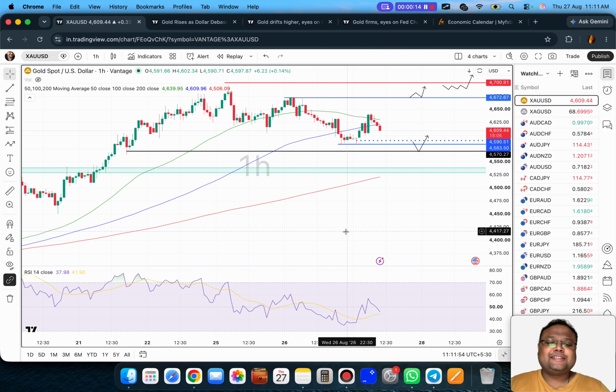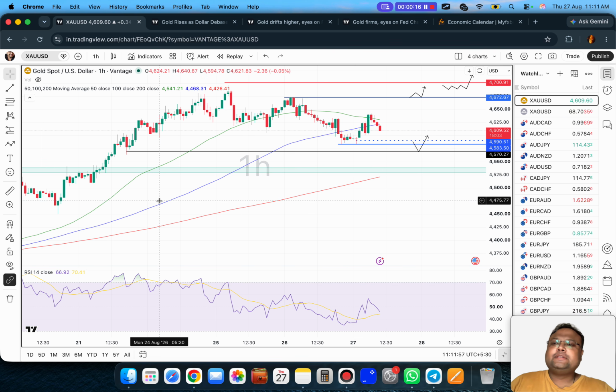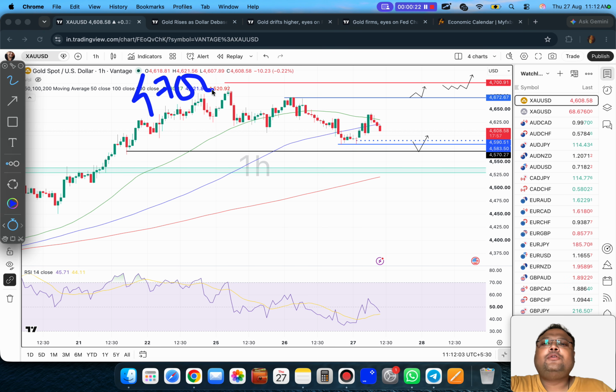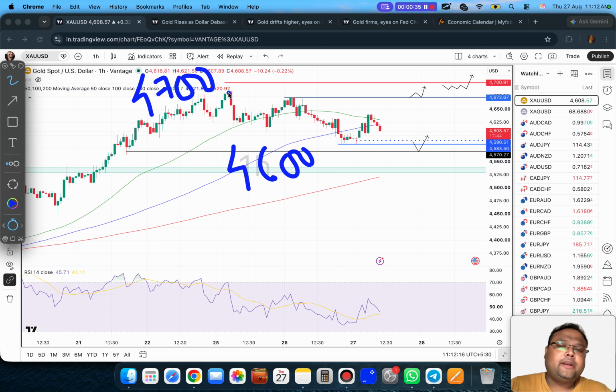So let's get started. And my dear friends, this is the hourly chart of gold in front of us. And we can see that after hitting the high of 4700, gold showed correction. Right now, the range of gold is 4600 at the bottom and 4700 at the top. And the current trend of the market, if you're wondering what is the current trend, then we can see that more or less the market is sideways.